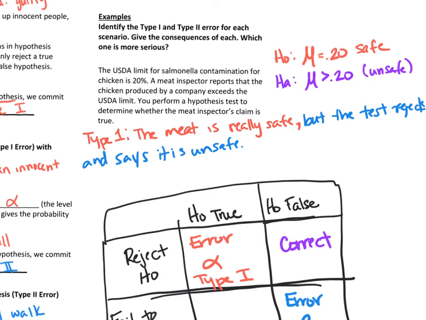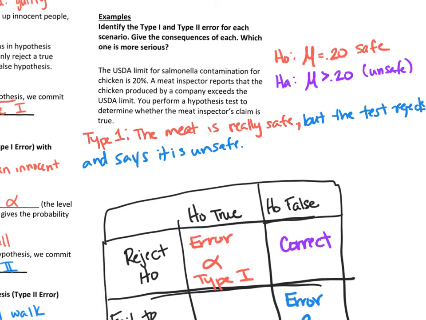Well, if a company throws away good meat, what ends up happening to that company? They lose profit. And generally speaking, a type 1 error is called the producer's risk, because the company or corporation that's producing is taking on all the risk. If you make a type 1 error, the company will lose profit.